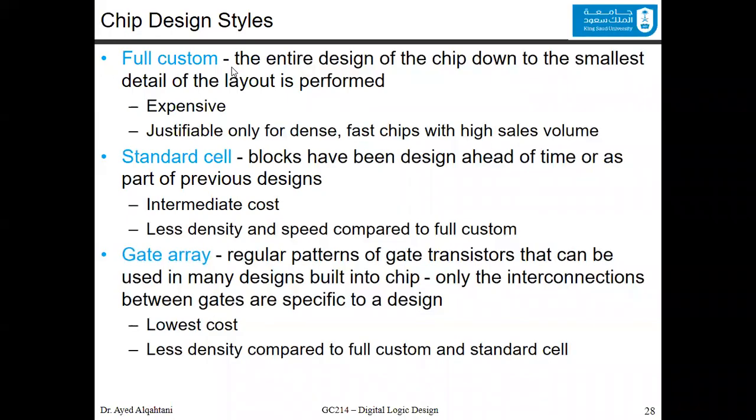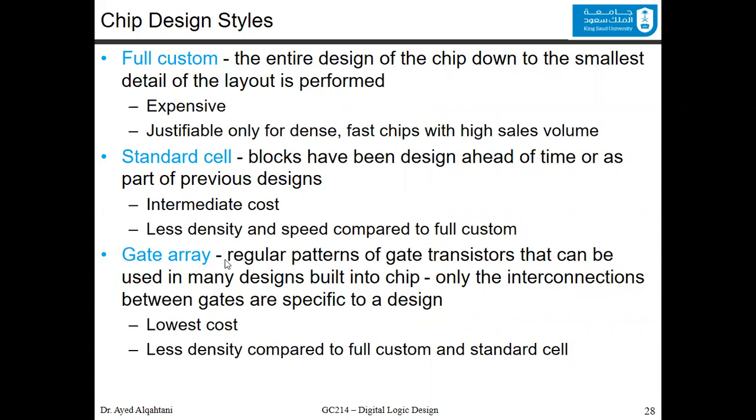The full custom design has the entire design of the chip down to the smallest detail of the layout performed completely. This is why it's expensive, and it's only justifiable for dense, fast chips with high sales volume. Or you could use a standard cell, which are blocks that have been designed ahead of time, or as a part of previous designs. It has an intermediate cost. It has less density and speed compared to the full custom.